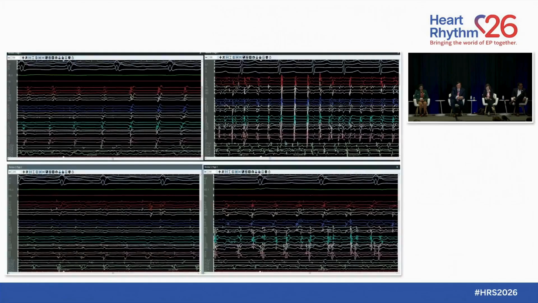And I just included this slide. What do you see when you're mapping in AFib? Well, the top left is relatively organized atrial activity, and then your grid, your Volta screen would look like this.